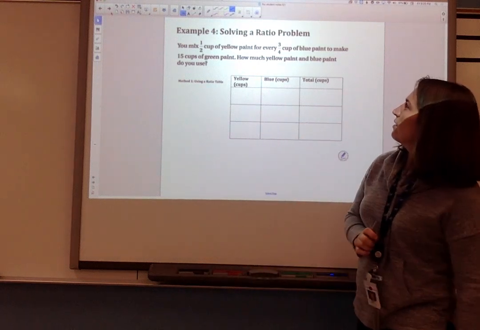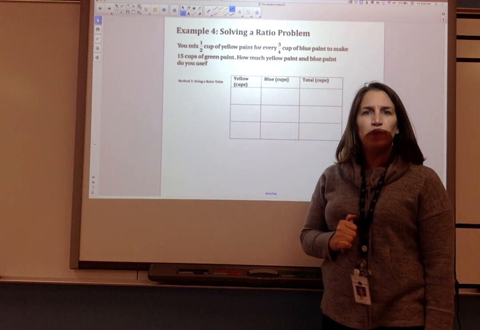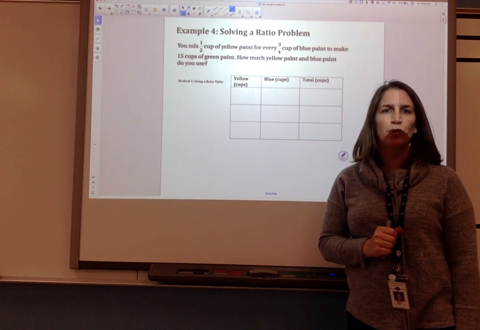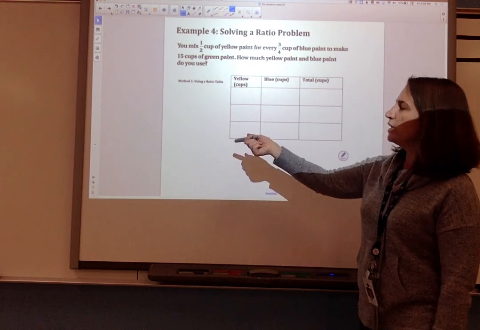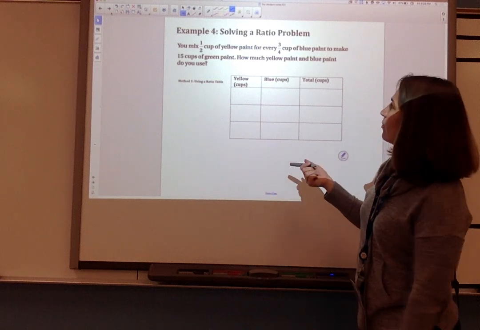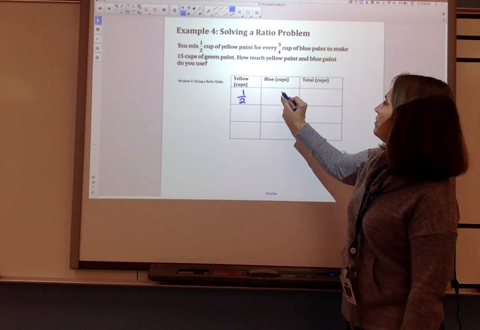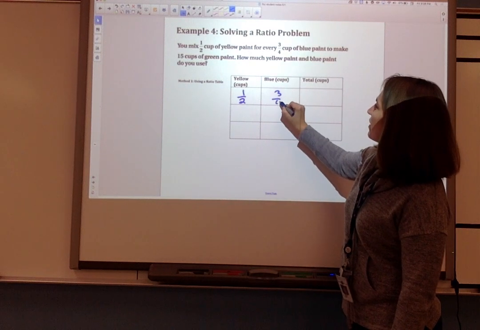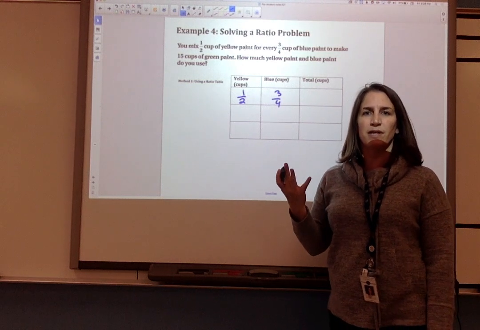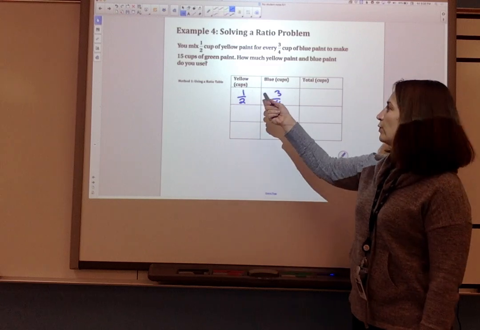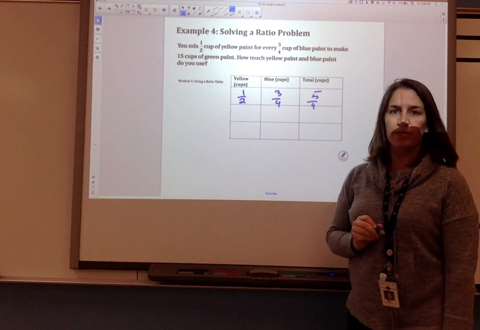We're going to look at our ratio problem here. So we have 1/2 of a cup of yellow paint for every 3/4 of a cup of blue paint in order to make 15 cups of green paint. So we're going to use this ratio table, first of all, to solve the problem. So we know for every 1/2 of a cup of yellow, we have 3/4 of a cup of blue, right? So if that's all we mixed, 1/2 of a cup plus 3/4 of a cup, that would be 2/4 plus 3/4 is 5/4 of a cup.